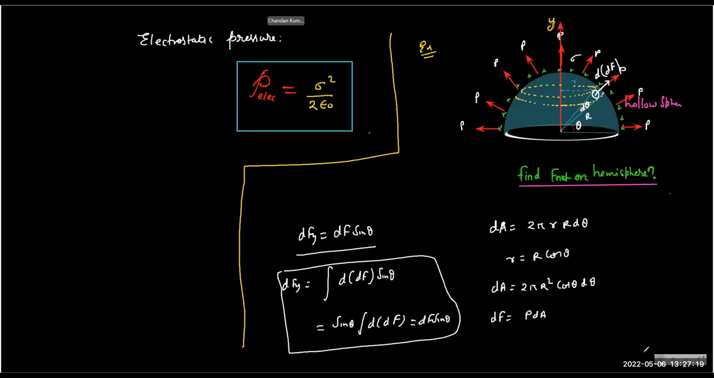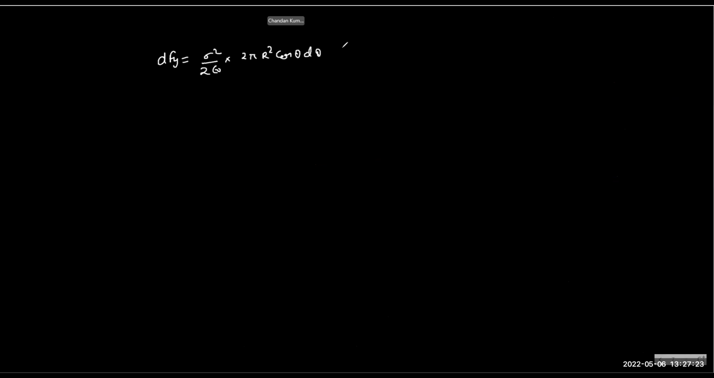So now we can say that dFy is sigma square by 2 epsilon naught, and dF we got as 2 pi r square cos theta d theta into sin theta. So we are missing sin theta. Understood. This is fine.